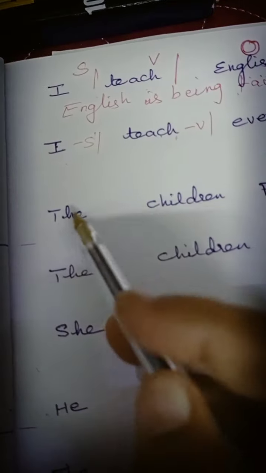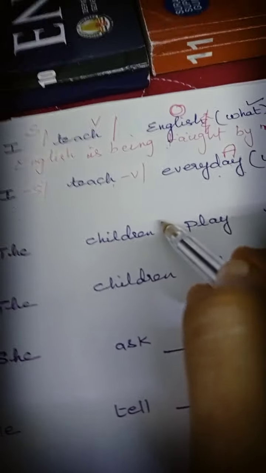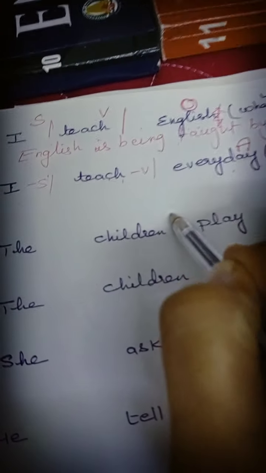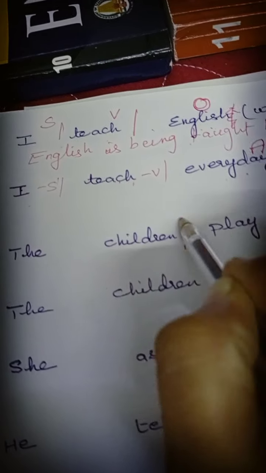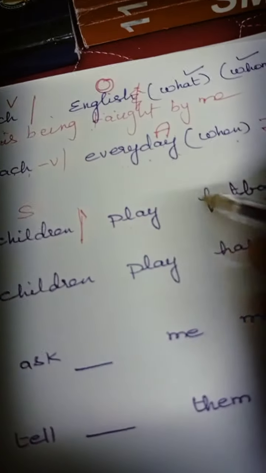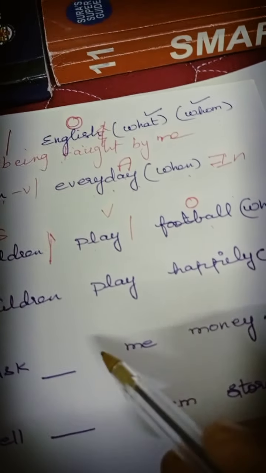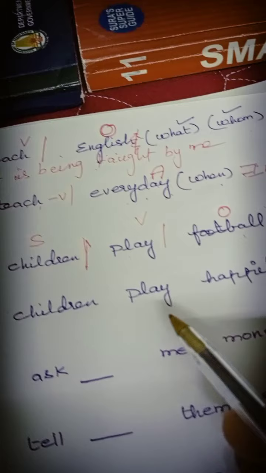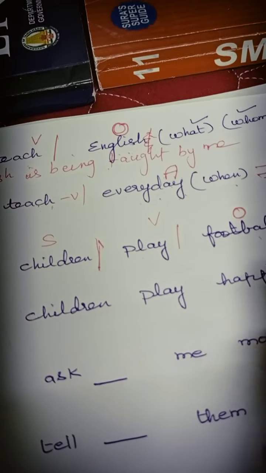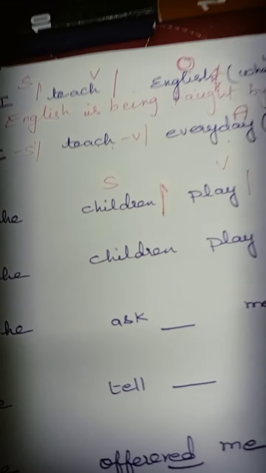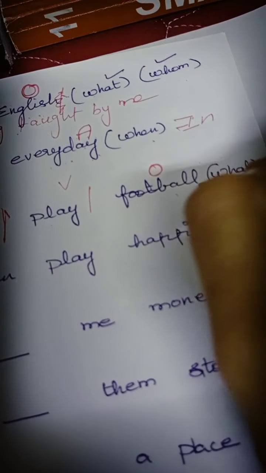Now let's go to the next sentence, children. The children play football. Okay. The is an article. I told you the article should not be taken separately. So the children becomes subject and play becomes verb. Football becomes an object. Okay, I can change this: football is being played by them. So this becomes transitive. Right?